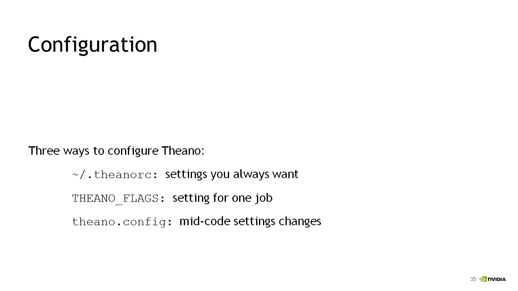If you want to choose a setting for just one job, then when you actually invoke Theano, so you run the Python command against a script that's going to use Theano, you can pass in different Theano flags at that runtime, or you can actually make changes to the configuration in the middle of your Theano code using the theano.config submodule.